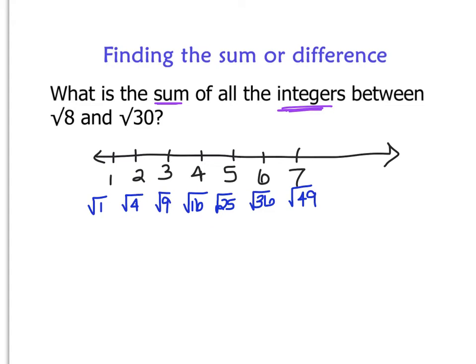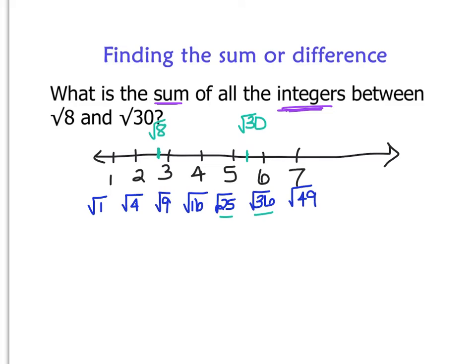So the square root of 8, I'm going to place on my number line, is going to be right before the square root of 9, which means it's right before my integer of 3. The square root of 30 is in between the square root of 25 and 36, so therefore it's in between the integers 5 and 6.